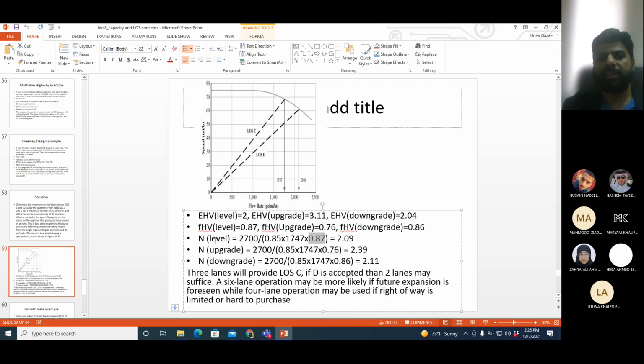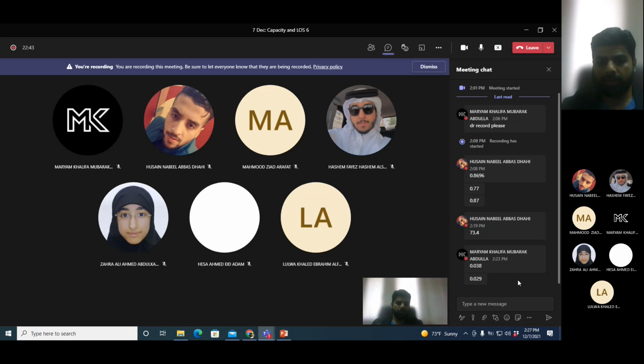So you take the maximum service flow rate for C here, and 0.87 is the heavy vehicle adjustment factor for that terrain condition. So you have 2.09 lanes for level terrain, 2.39 lanes for upgrade, and 2.11 for downgrade condition. So in each case you are getting 2 point something lanes, right? So what do you say? Should I provide 2 lanes or 3 lanes? What is your decision?